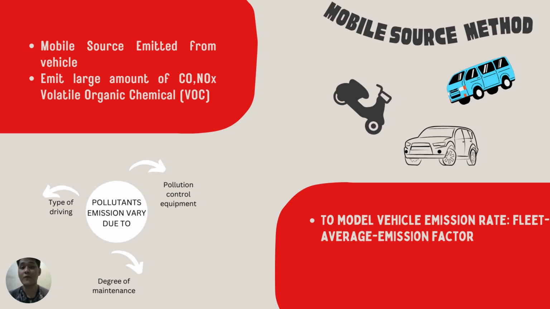Mobile sources are emitted from vehicles such as lorries, trucks, motorcycles, and vans. As we know, vehicles emit a large amount of carbon monoxide, NOx, nitrogen dioxide or nitrogen monoxide, and volatile organic compounds, VOC. Pollutant emissions vary due to the type of driving, the pollution control equipment available in the vehicles, and the degree of maintenance of the vehicles. The mobile source method is a model of the vehicle emission rate, the fleet average emission factor.